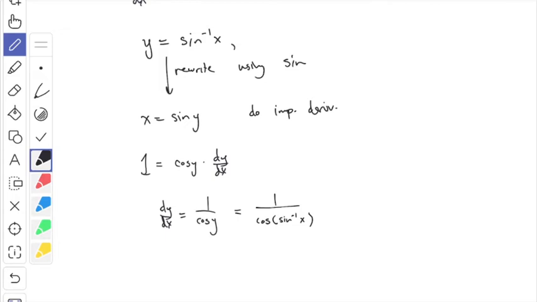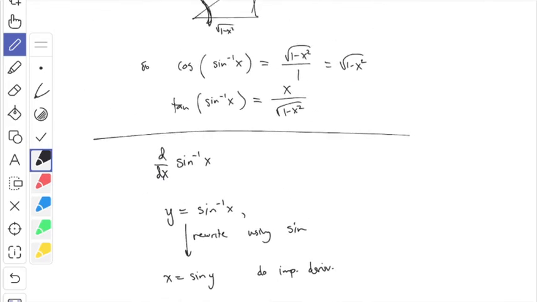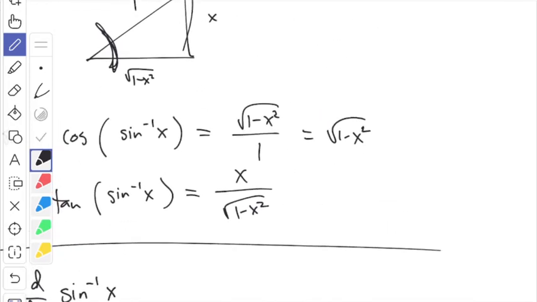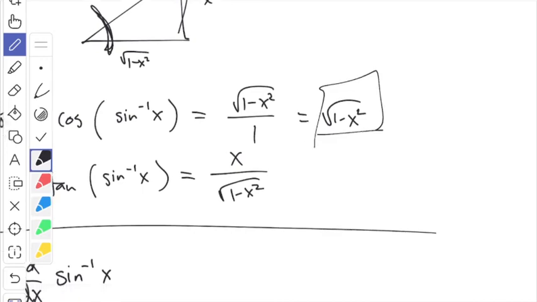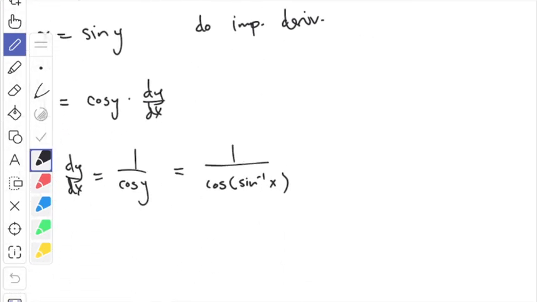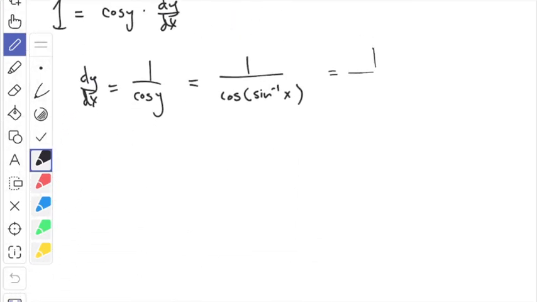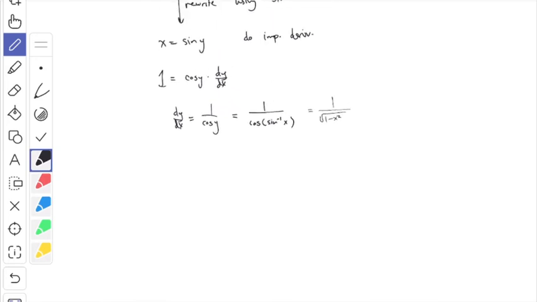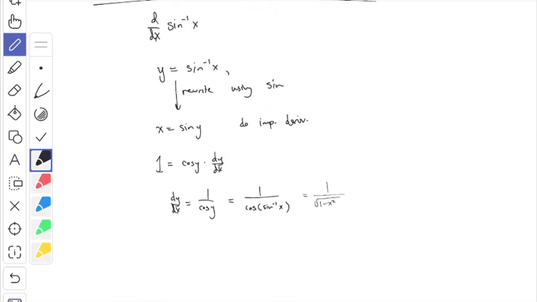What is that? We just talked about it. If you go up a little, cosine of inverse sine of x is here. Square root of 1 minus x squared. So that's what this is. 1 over square root of 1 minus x squared. And so this is our final answer about what's the derivative of the inverse sine. I'll write it again.